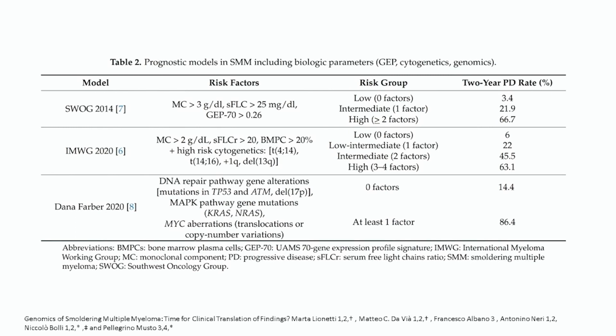While the risk stratification for precursor lesion, IMWG's, and smoldering was based on clinical findings and laboratory findings, Dana-Farber in 2020 tried to incorporate NGS findings into risk stratification for smoldering multiple myeloma. They basically studied the DNA repair pathway, the MAPK pathway, and the MYC aberrations. And based on those, they classified patients into higher risk of progression to myeloma within 2 years or low risk.